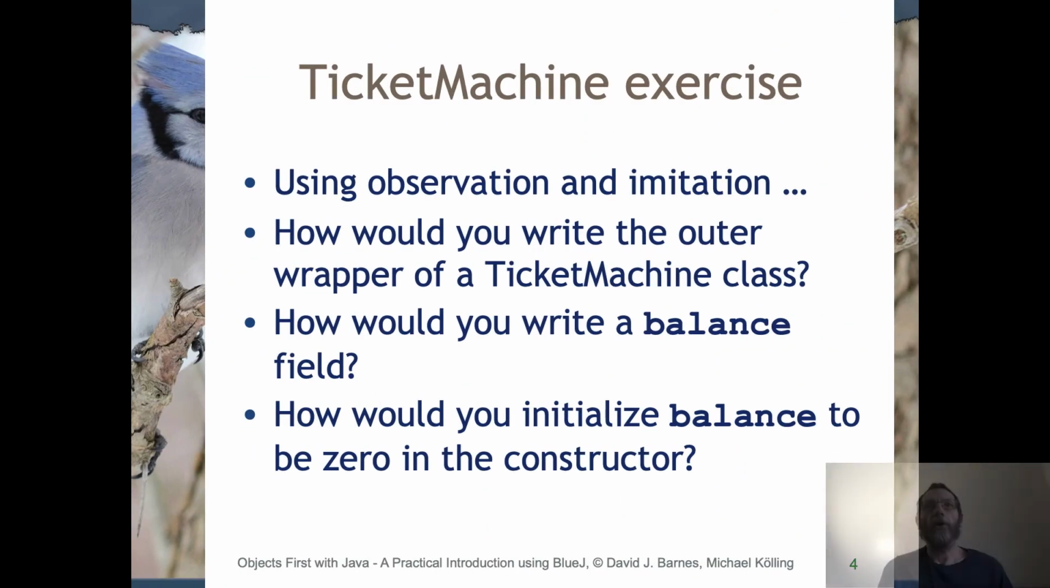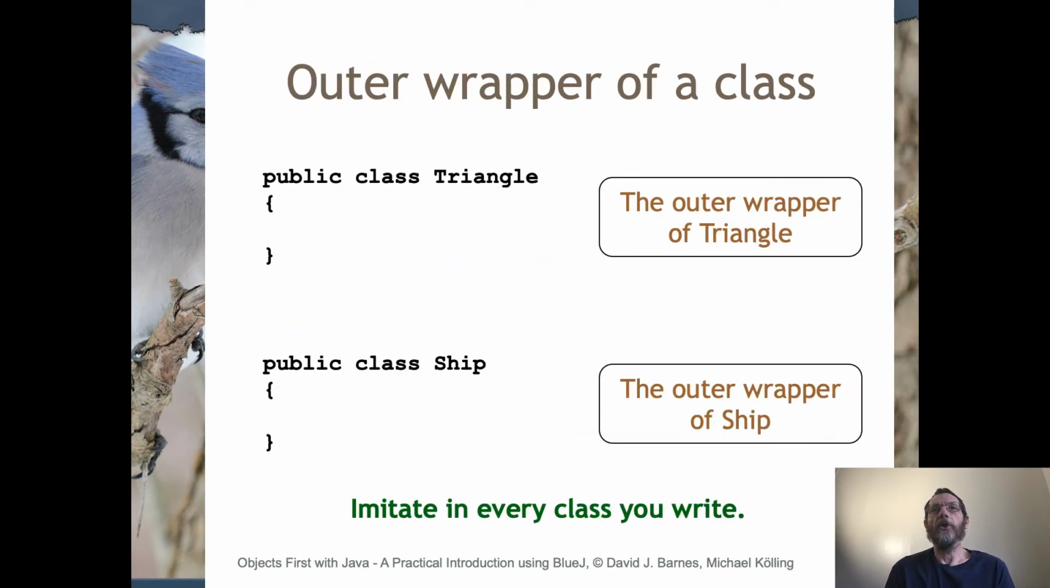And our observations are going to be performed with respect to the triangle and ship classes that we've seen before. So our starting point for building our own ticket machine class is going to be to say, what's it going to look like in its outer wrapper? If we imitate what we see in the triangle and ship classes, then we want that outer wrapper essentially to say public class ticket machine. We want there to be an opening curly bracket and a closing curly bracket. So let's see how to arrange that within BlueJ.